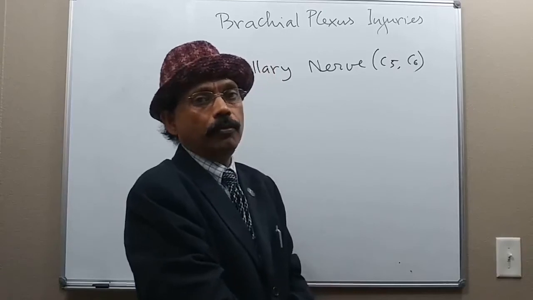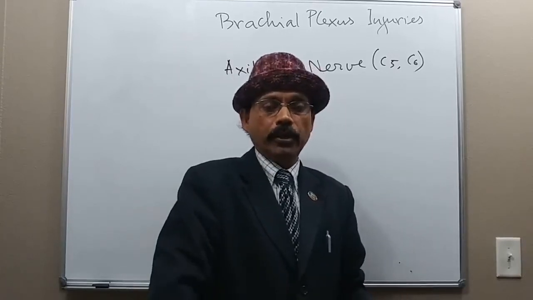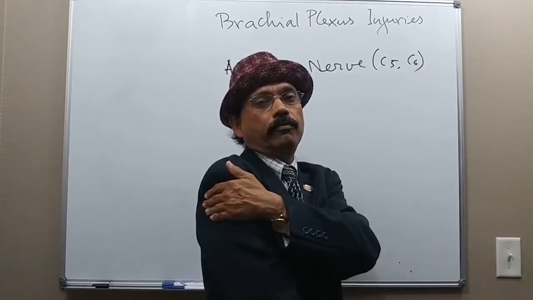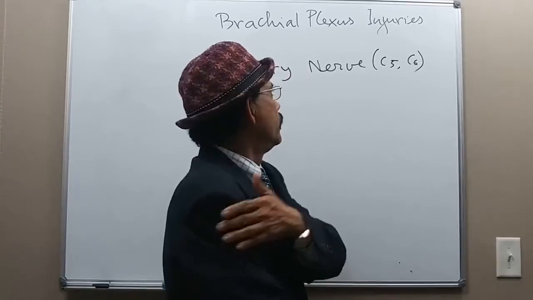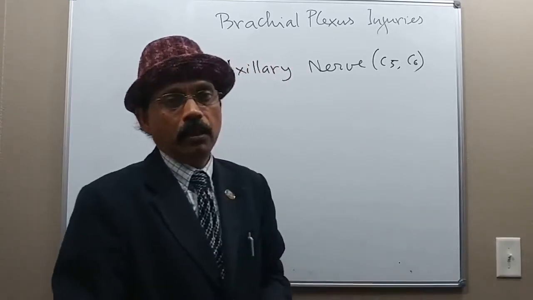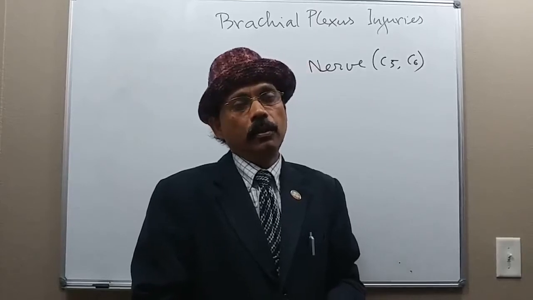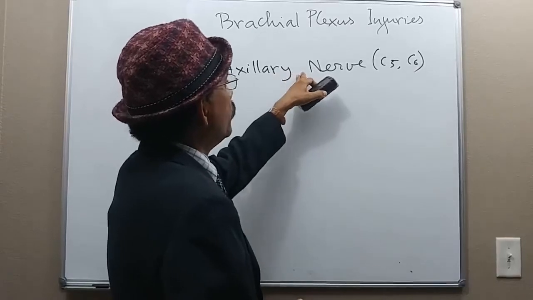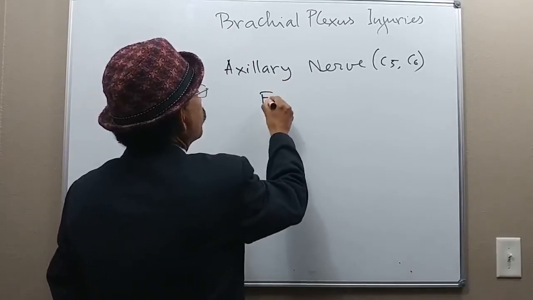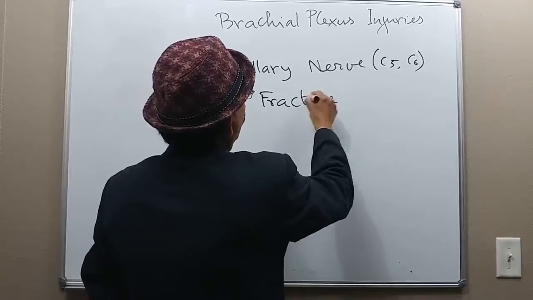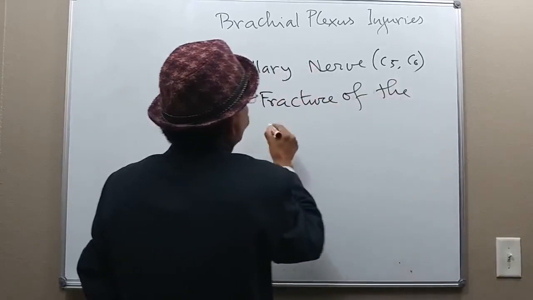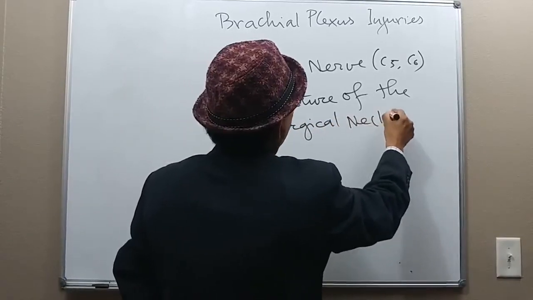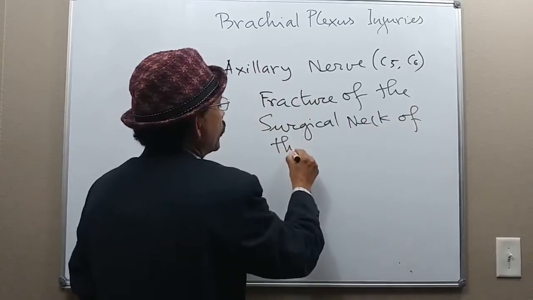So in Erb-Duchenne paralysis, in addition to the waiter's tip sign, we have also loss of sensation from the lateral aspect of the upper part of the arm, because axillary nerve provides the superior lateral cutaneous nerve of the arm. So this nerve may be damaged due to fracture of the surgical neck of the humerus, surgical neck of the humerus.